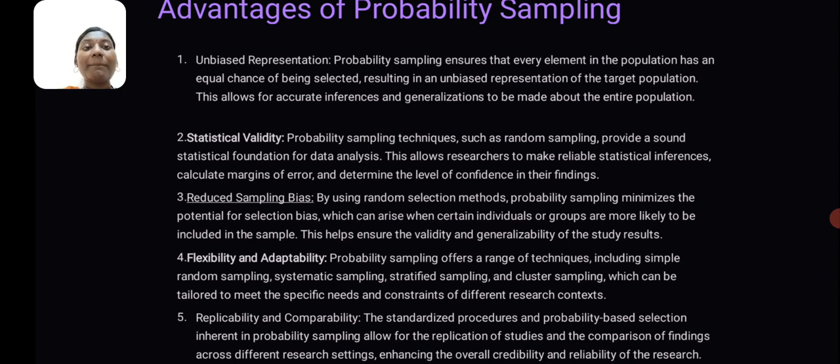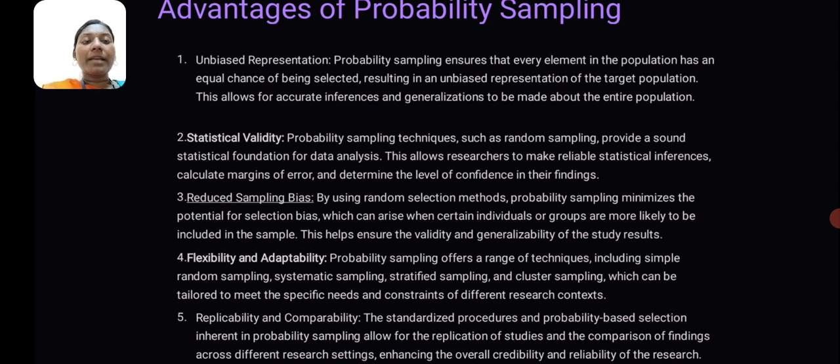Number 3, reduced sampling bias. By using the random selection method, probability sampling minimizes the potential for selection bias, which can arise when certain individuals or groups are more likely to be included in the sample. This helps ensure the validity and generalizability of the study results. Number 4, flexibility and adaptability. Probability sampling offers a range of techniques, including simple random sampling, systematic sampling, stratified sampling and cluster sampling, which can be tailored to meet the specific needs and constraints of different research contexts.